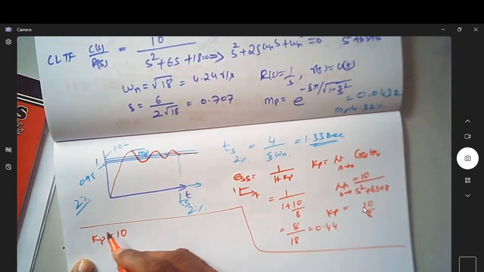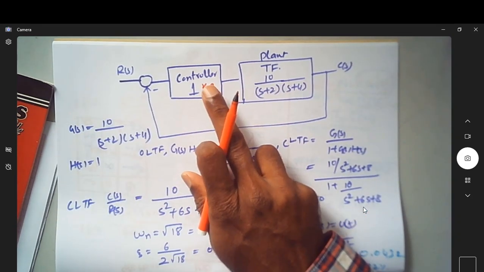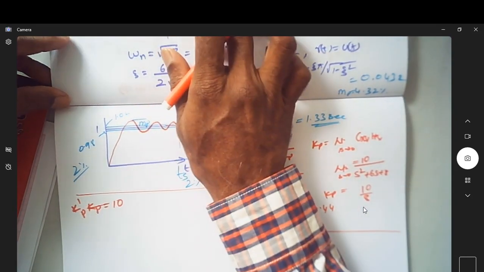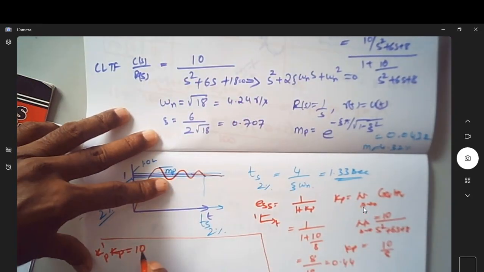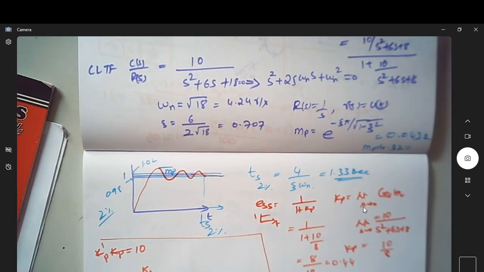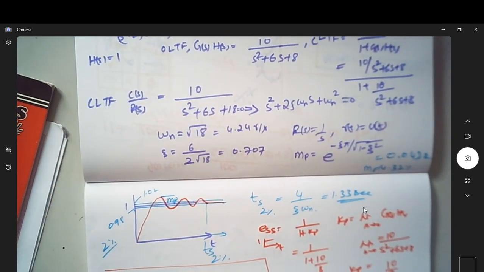This Kp, if it is 10, let me just write it as Kp dash. This is Kp dash, which is the proportional controller value, which is now 10. So what will be the transfer function? The transfer function now becomes Kp dash into 10 by S square plus 6S plus 8.